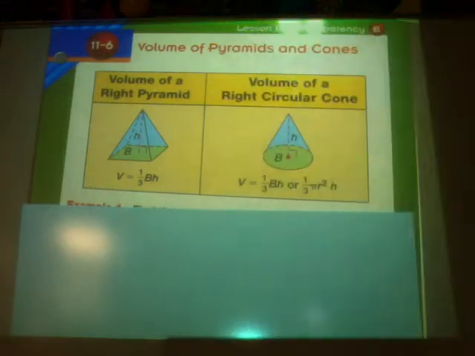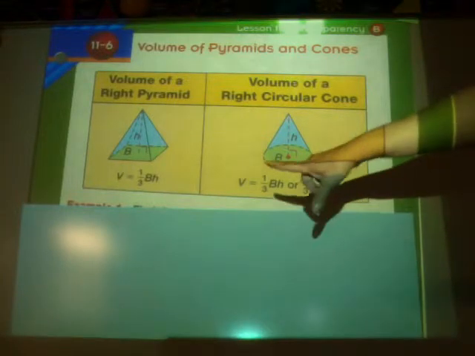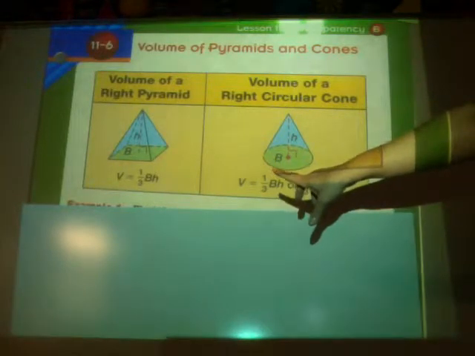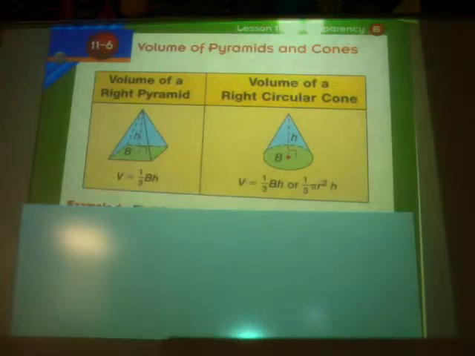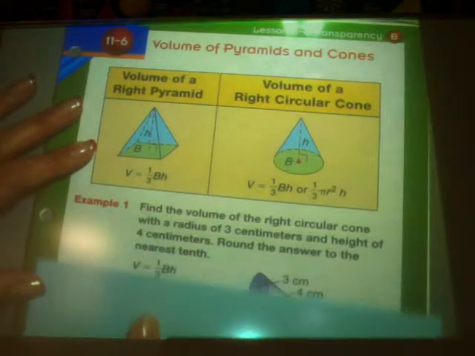Okay, so now we're all set. So there's your formulas. And you can notice here that on the cone they're using big B, but you should know to replace big B on the cone with pi r squared. You really don't need a separate volume formula for cones and cylinders, but for whatever reason they do give that to you.